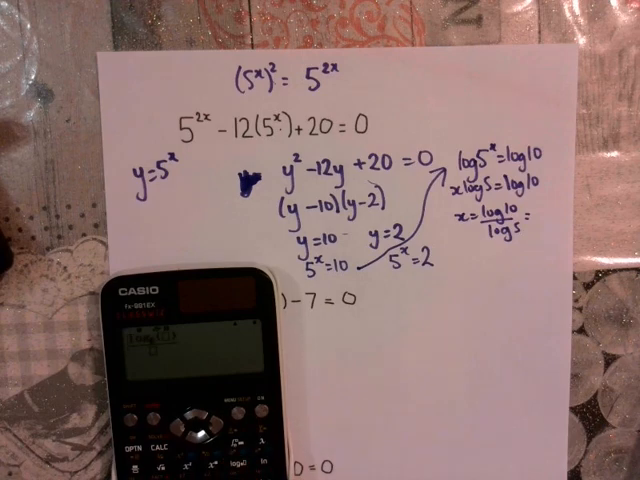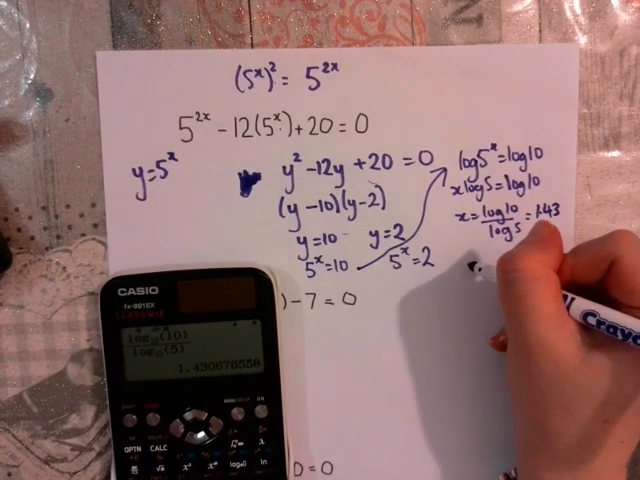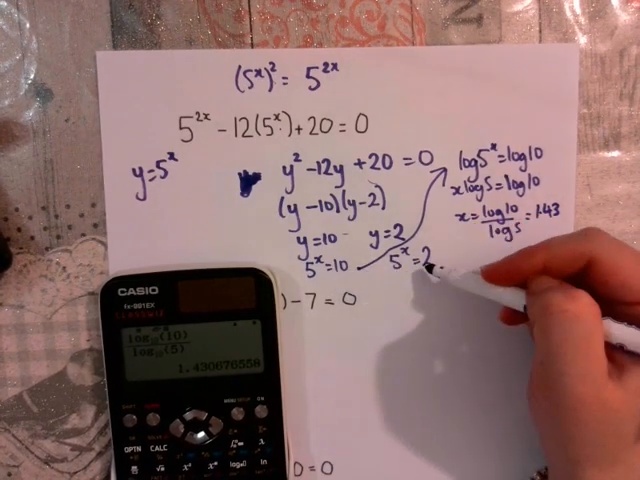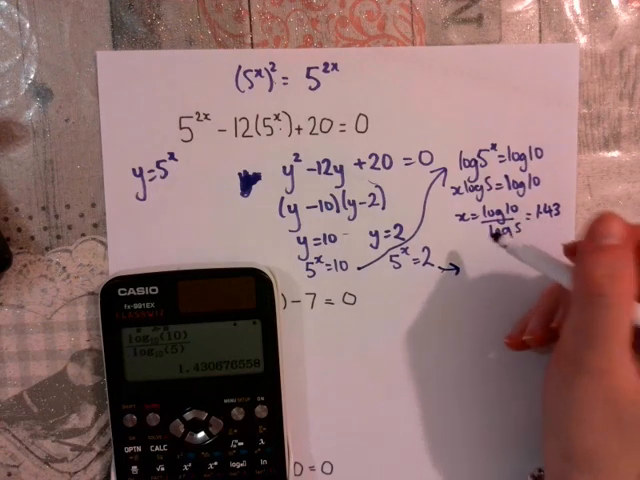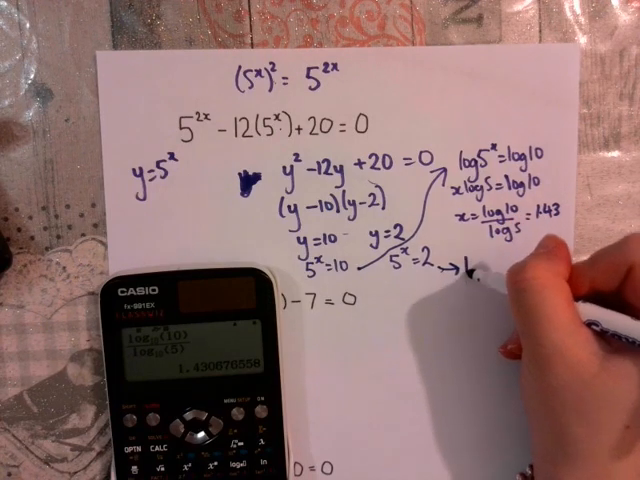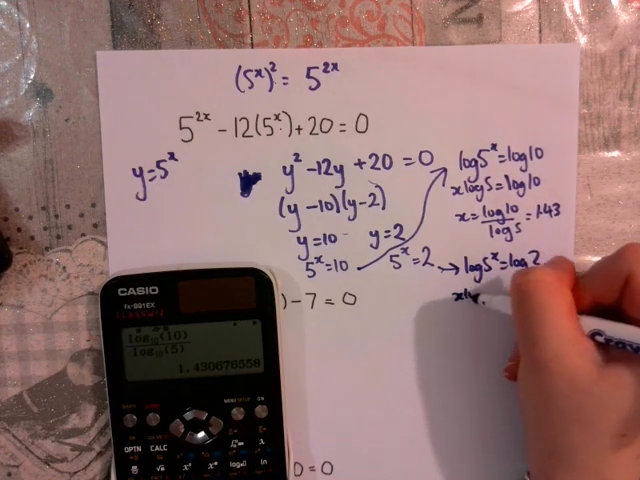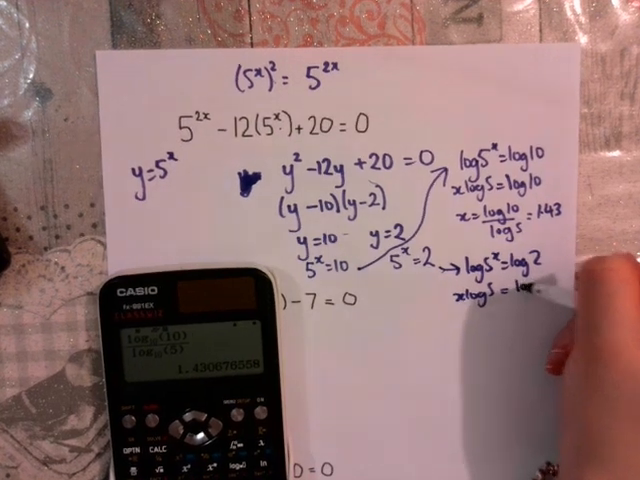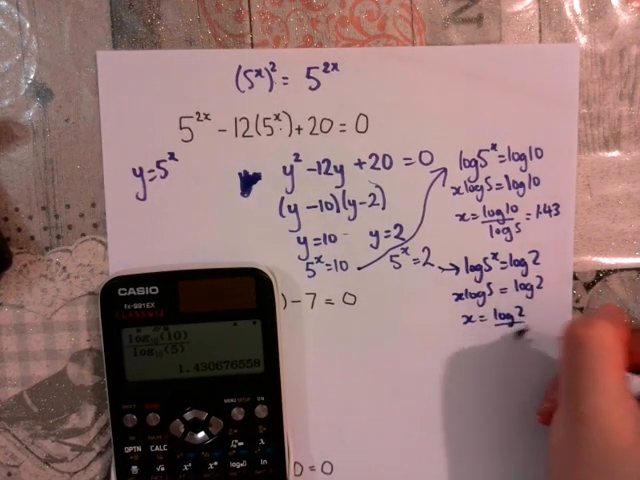So it would be log, remember just to make your bases the same, log base 10 of 5, so you get 1.43. And then the other one, it's the same kind of thing, isn't it really? I will do it, but you are going to get the same kind of equation. So you're going to get log 5 to the x equals log 2, x log 5 equals log 2. So this time it's going to be log 2 over log 5.